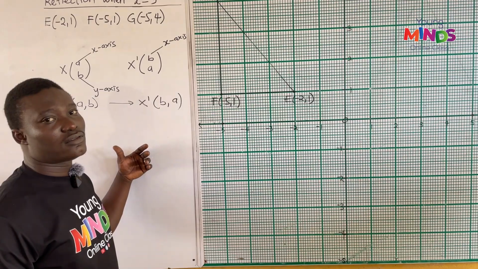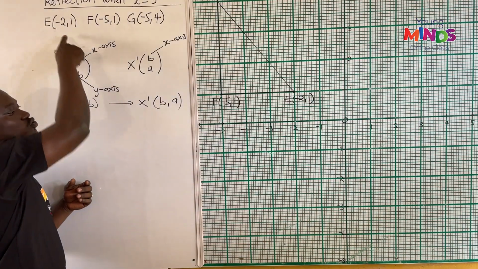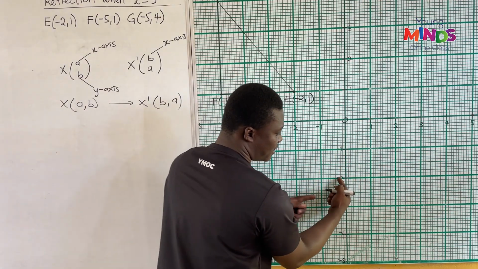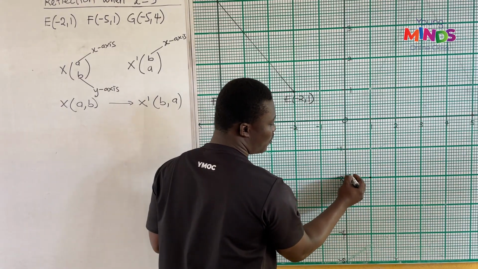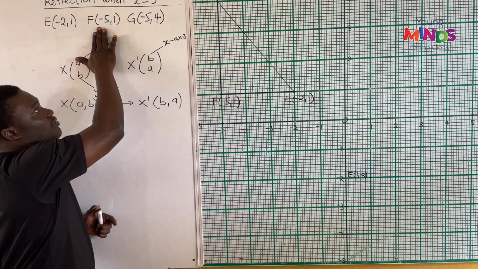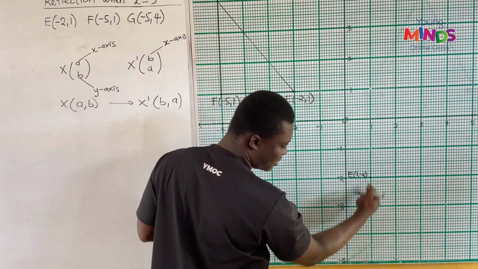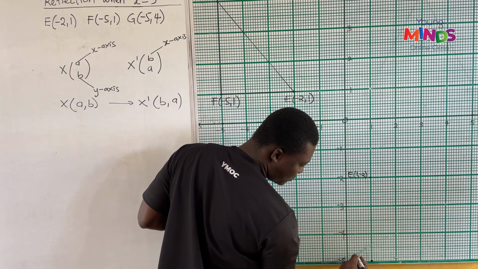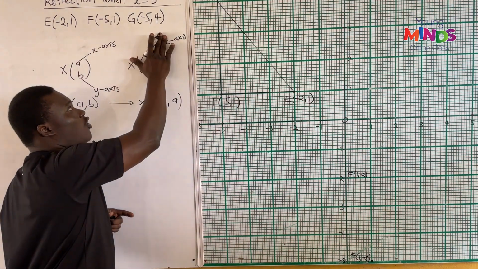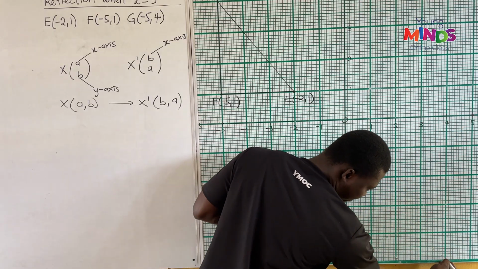Then we plot. So reflection, when x is equal to y, E will be 1, negative 2. So 1 on the x-axis, negative 2 on the y-axis. And you have the point here. And that will be point E1, 1, negative 2. Point F, its image will be 1, negative 5. So 1 on the x-axis, negative 5 on the y-axis. F1, 1, negative 5. And then point G1, 4, negative 5. 4 on the x-axis, negative 5 on the y-axis.